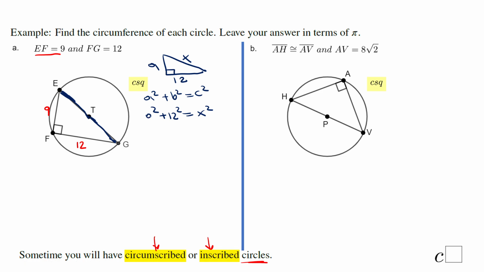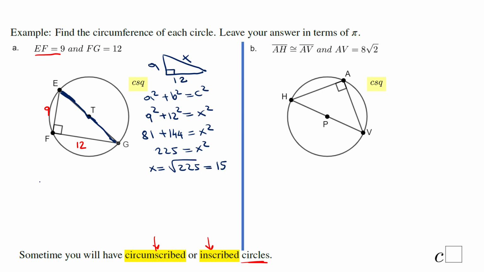So this is 9 squared plus 12 squared equals x squared. 81 plus 144 equals x squared, and that will be 225 equals x squared. So x will be the square root of 225. Don't need to put plus and minus. We talk about the length of a segment, and that will be 15.